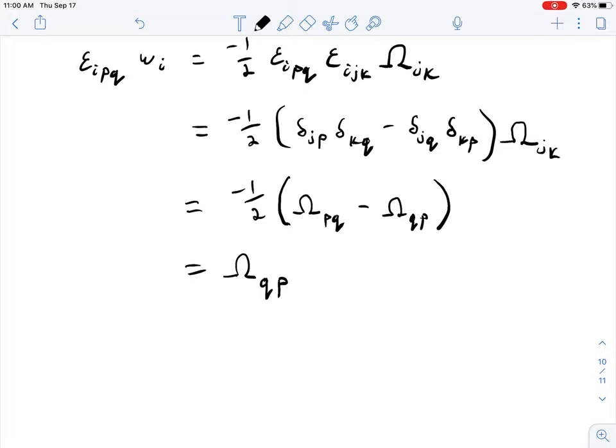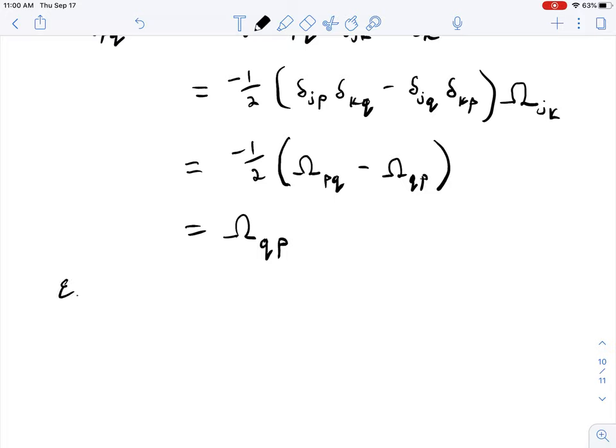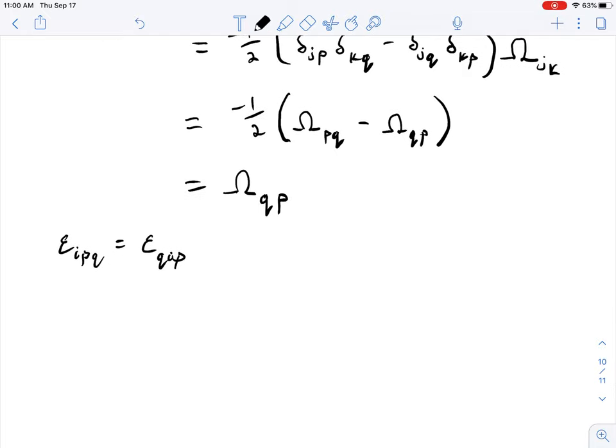We took omega PQ in here, because this is all positive omega PQ. Well, that's equal to negative omega QP. Oopsies, come back. All right, well, we have that epsilon IPQ is equal to epsilon QIP. So epsilon QIP Wi is equal to omega QP. And we remember before when we said what W cross was, this is the QP component of W cross.